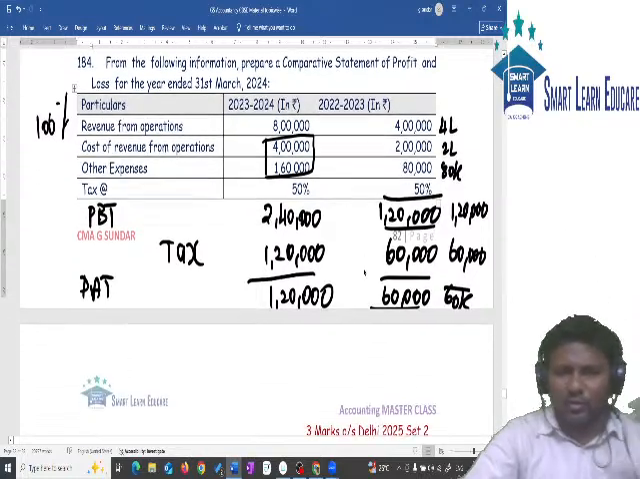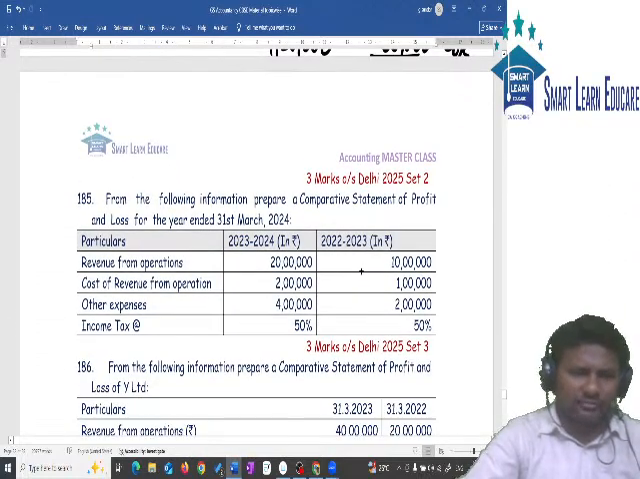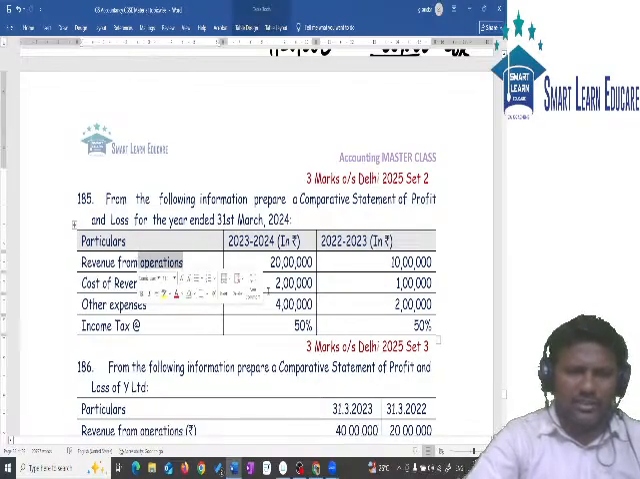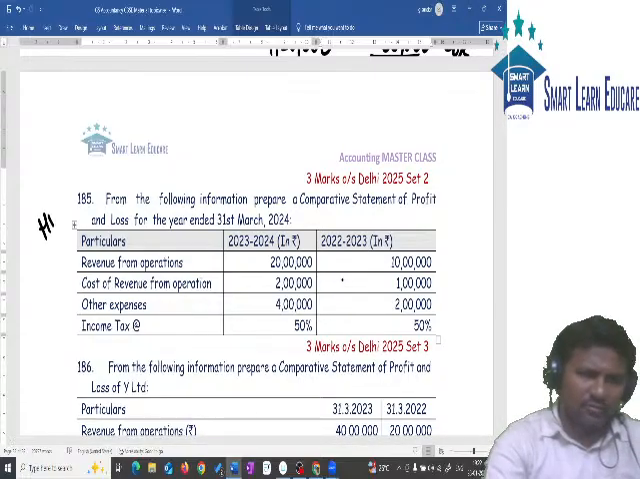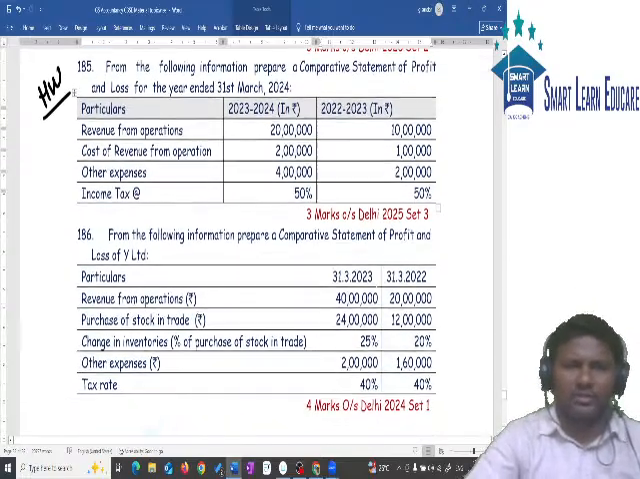Still, I solved one question for practice. One more question, same thing. Revenue from operation is given, and they have simply doubled the numbers. So no value addition. Try this question as homework.